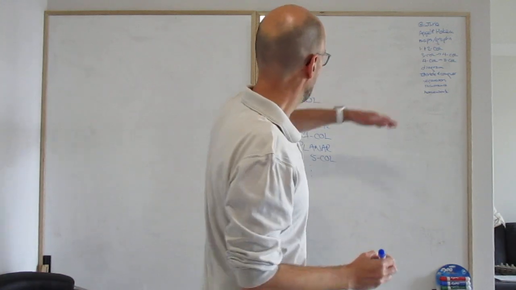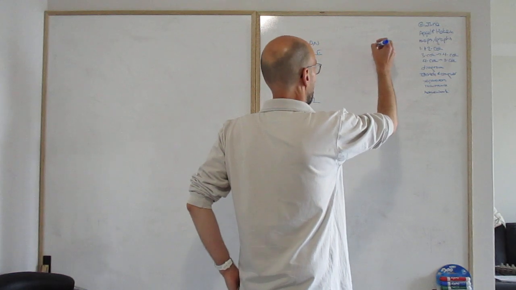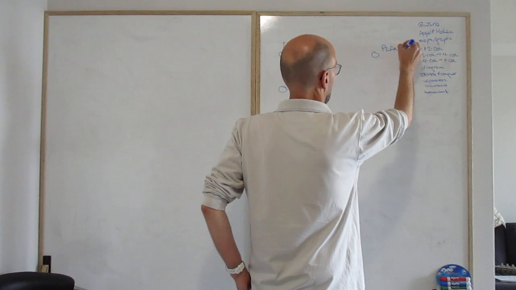And then over here, so this is sort of the clink side, and over here on the boom side, we have planar 3 colorability.